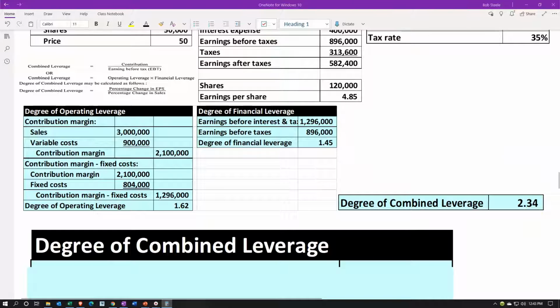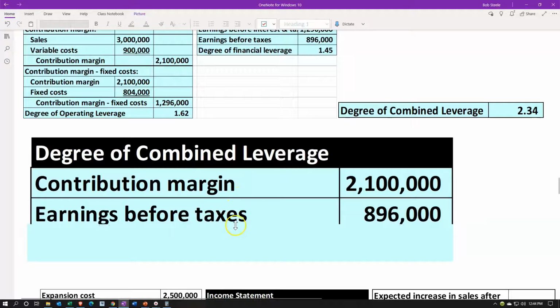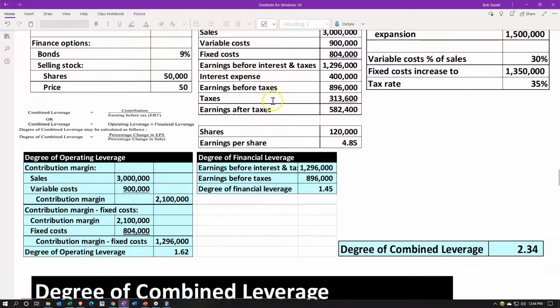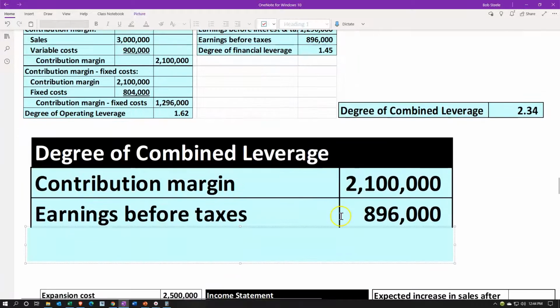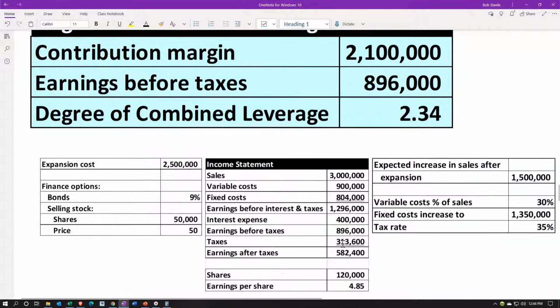You can also calculate the combined leverage by taking the contribution margin over the earnings before taxes. The contribution margin we calculated before, which is this 2,100,000. Earnings before taxes is going to be here, and that'll be another way that we can get to that 2.34, which is basically combining our two leverage calculations, degree of operating leverage and degree of financial leverage.